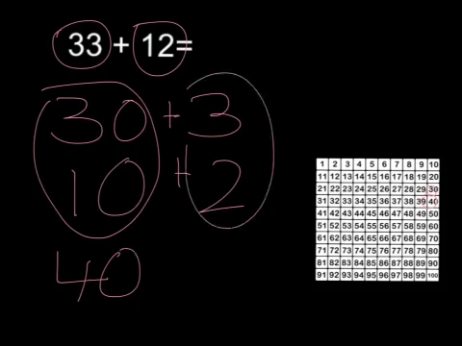Then now I do this part. 3, count on 2 more. Oh, I can do that in my head. 3, 4, 5. Now I join 40 and 5 together. So 40, count on 5. 1, 2, 3, 4, 5. I land on 45. So that's my answer.